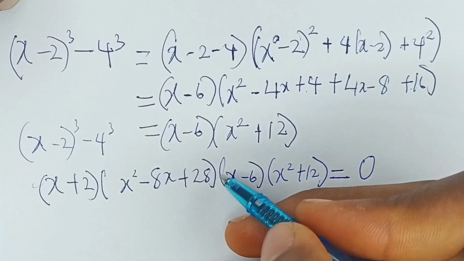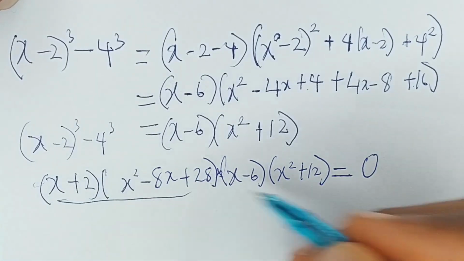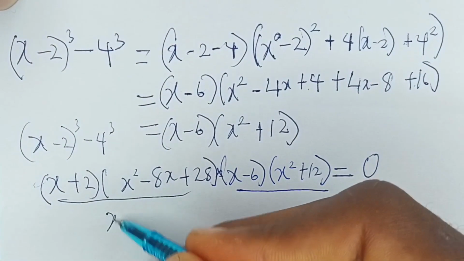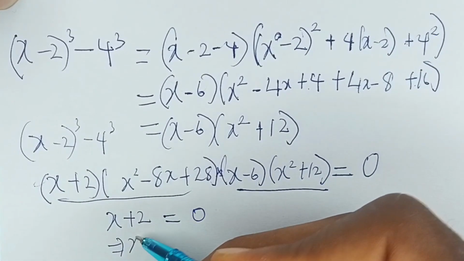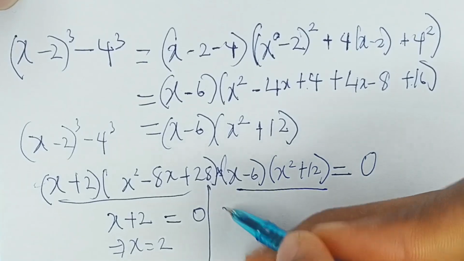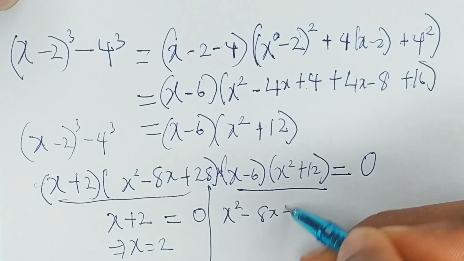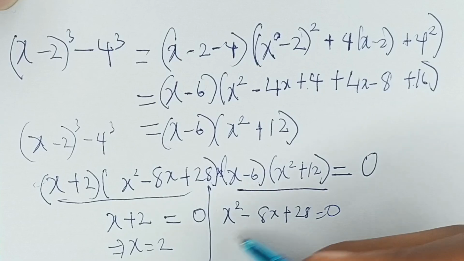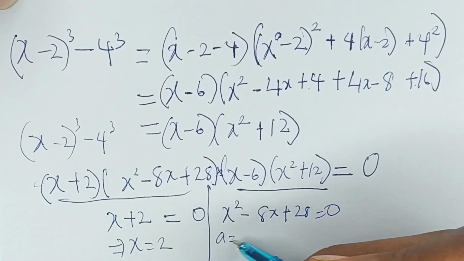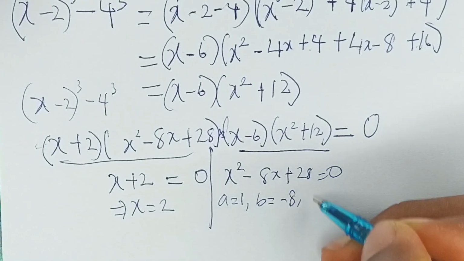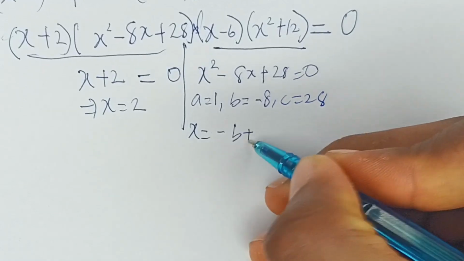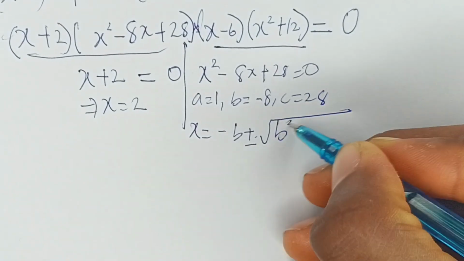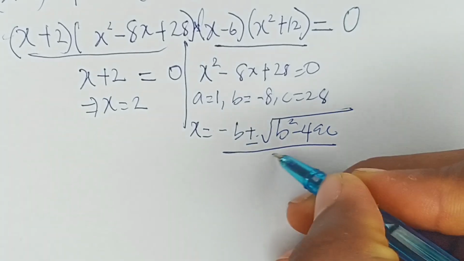Now when the product of two things is equal to 0, either the first one is equal to 0 or the second one is equal to 0. So it's either x + 2 is equal to 0, implying that x will be equal to −2, or x^2 − 8x + 28 is equal to 0. From here, you can use the quadratic formula. You say a is equal to 1, b is equal to −8, c is equal to 28. And the quadratic formula states that x will be equal to (−b ± √(b^2 − 4ac)) all over 2a.